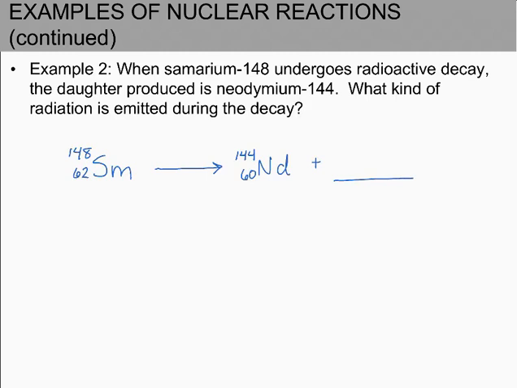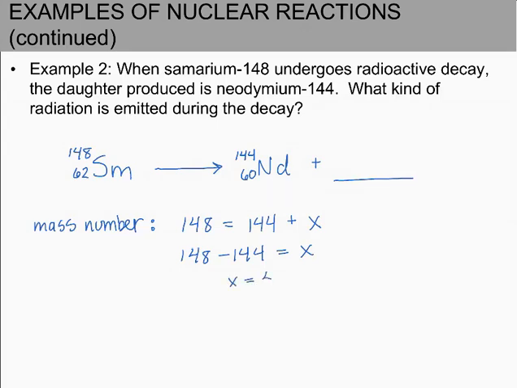All right, so on the left-hand side, let's figure out the mass number of our decay product. So we have 148 on the left, and then we have 144 on the right, plus our unknown mass number. All right, so let's rearrange. We're going to subtract 144 from both sides. And that tells us that x is equal to 4.